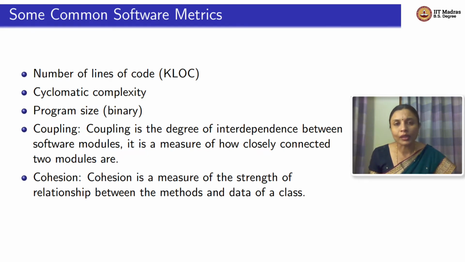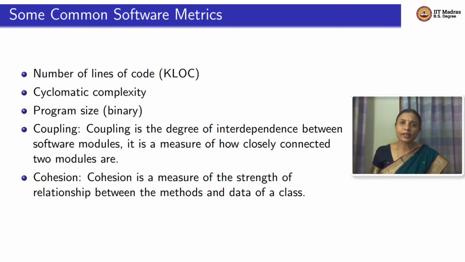Then there are two important metrics which you should also know. One is coupling and the other one is cohesion. They are complementary to each other. Coupling is the degree of interdependence between software modules. It is a measure of how closely connected two modules are. For example, we saw coupling data flow, where some variable is coupled with some variable on a call interface. So we say two modules are connected by that call interface with a set of coupling variables. That is also a metric, the degree to which two software modules are dependent on each other.